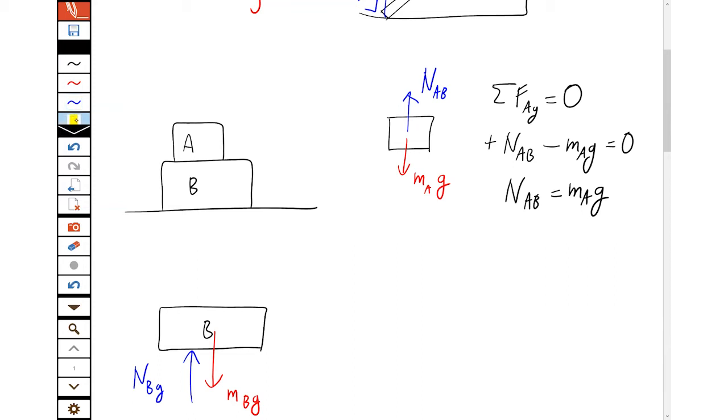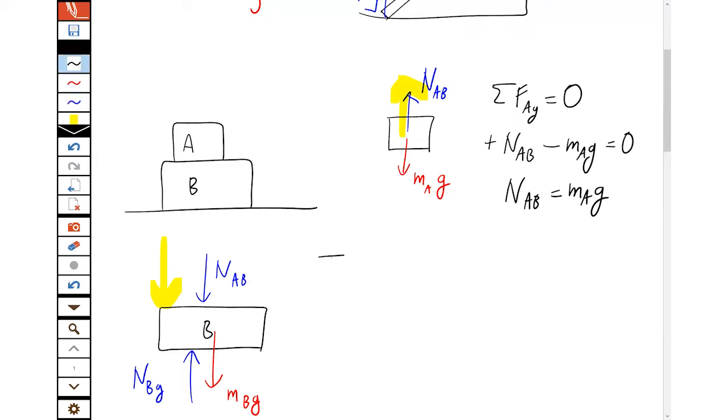And we have Newton's third law. If the normal force between A and B is pushing up on A, then it must be pushing down on B. So the normal force between A and B is pushing down. So you can see that's how the weight of A will affect B, because it's pushing down on it.